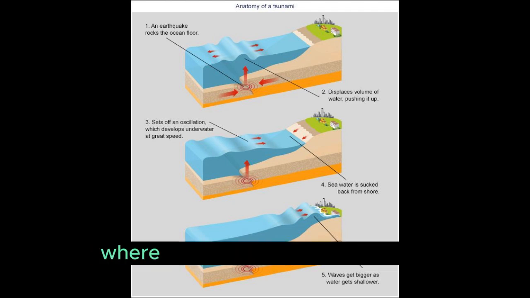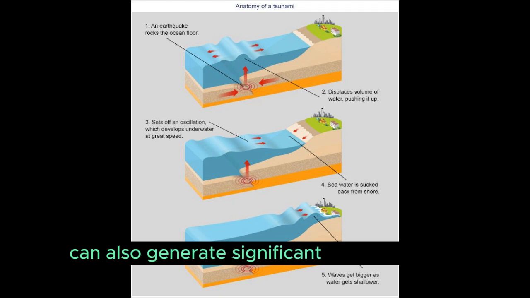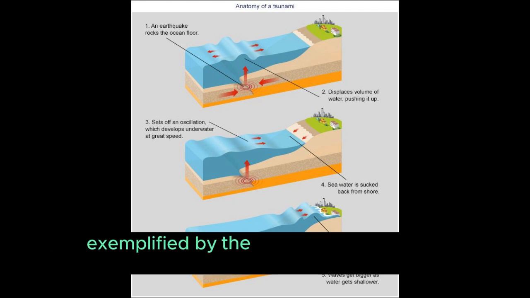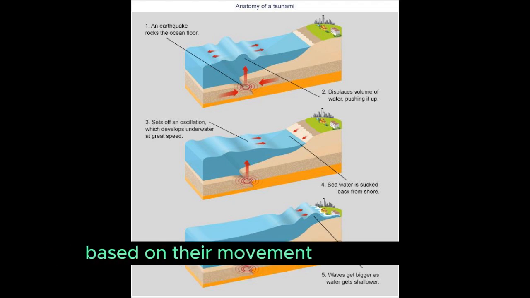Transform boundaries, where plates slide past each other, can also generate significant seismic activity, exemplified by the San Andreas Fault in California. Faults are classified based on their movement characteristics.